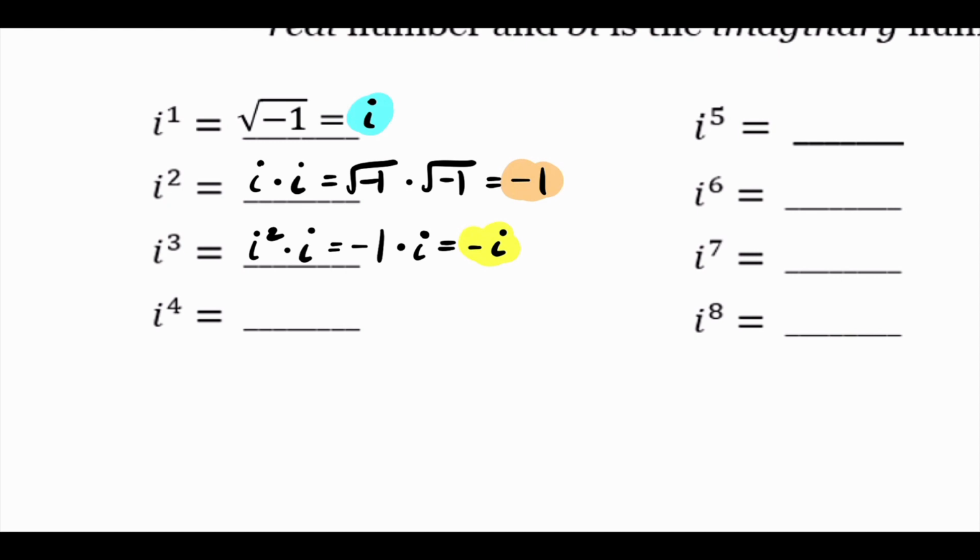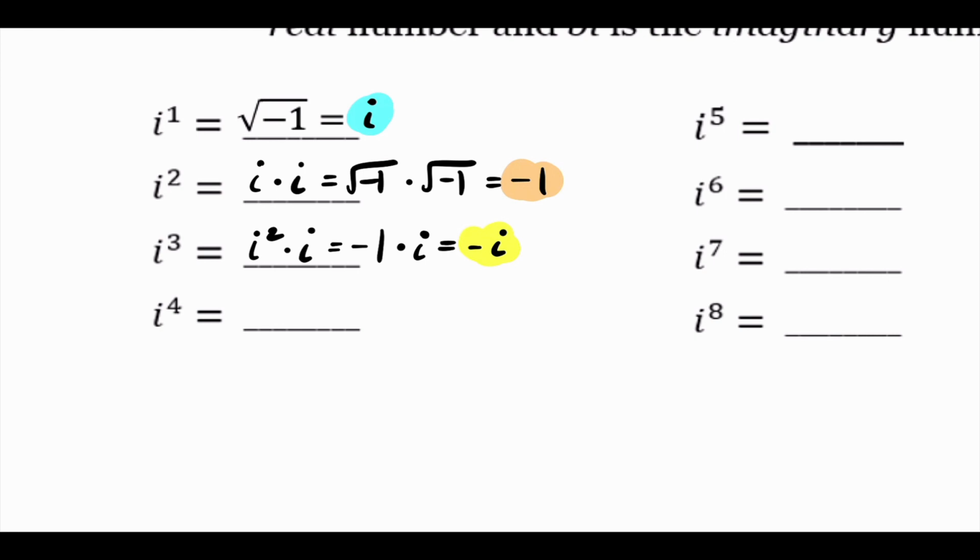So is i to the first always going to be the square root of negative 1? Yeah, so i squared is always going to be equal to negative 1. i to the third will always be equal to negative i. i to the first will always be equal to i. Those are always true.